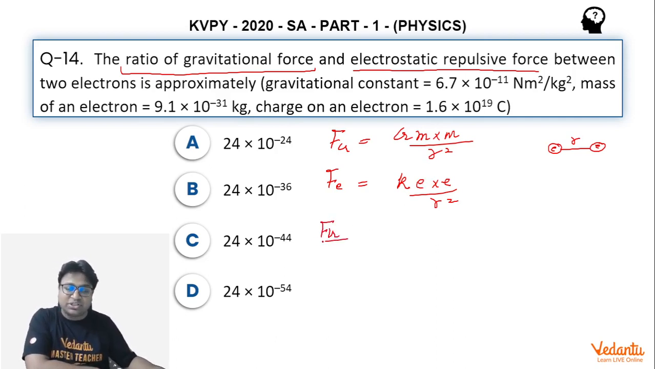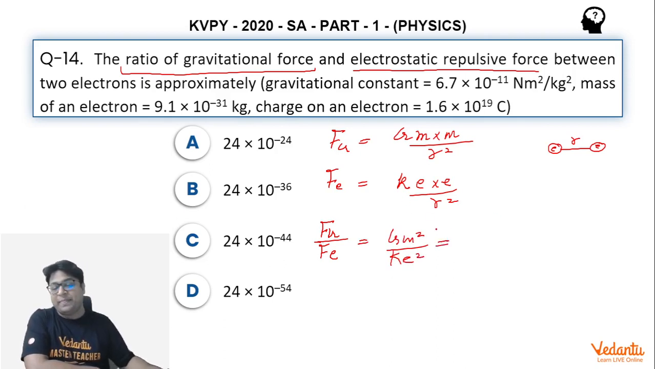Now when we take the ratio Fg by Fe, what do we get? We get G m square by k e square. Let's see how much this ratio will be. And one more thing, before we start doing the calculation, have a look at the options. This 24 remains the same in all four options. They pretty much differ in the order of magnitude of this term. We just have to calculate the powers of 10. And since the options are so different from each other, even an approximate calculation will do the job for us.